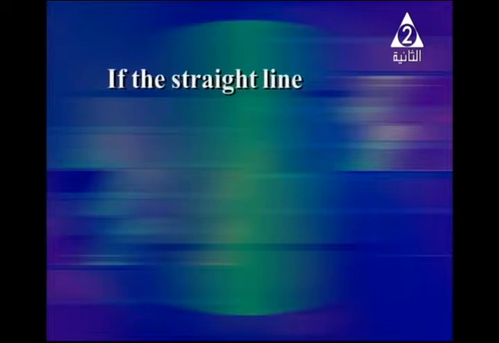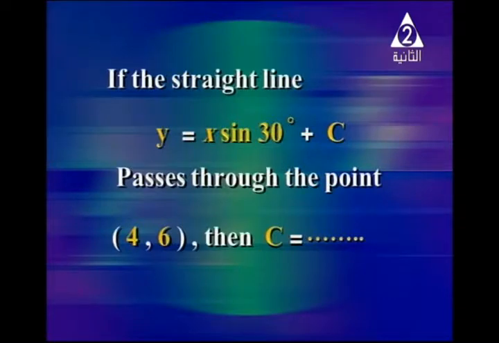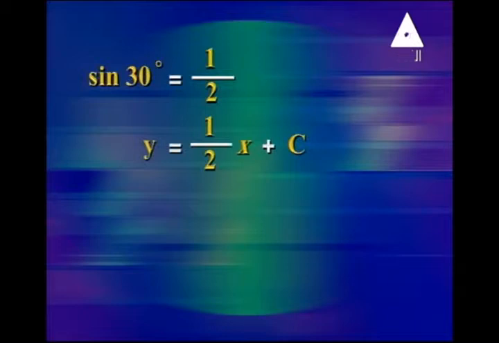If the straight line y equals x sine 30 plus c passes through the point (4, 6), then c equals what? At the very beginning, you know that sine 30 will be half from the right angle 30-60 triangle. So we can say that y equals half x plus c, as the slope is half. So we are going to substitute by the point (4, 6) to find what? Yes, that's correct, to find the value of c.